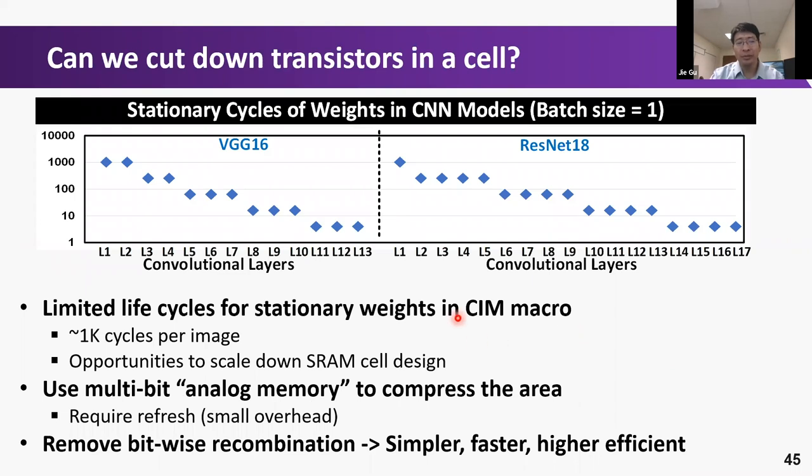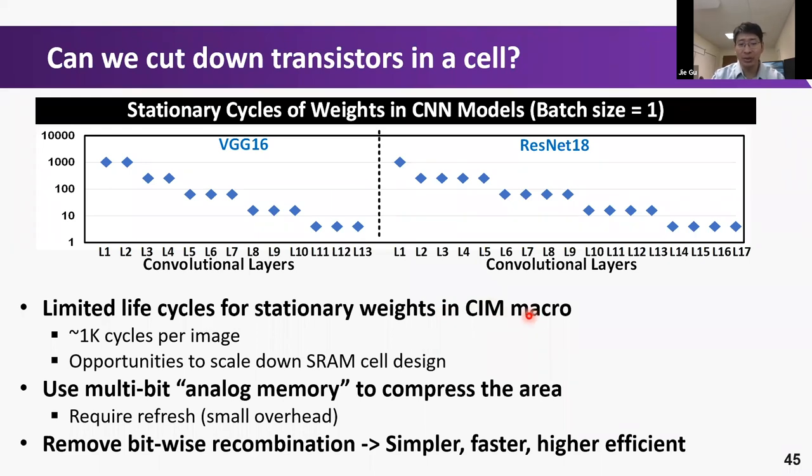So the very first question which motivated us to do this work is, can we even further cut down the number of transistors in a cell rather than using 8T? And we found out that this is actually possible, because even if we say the weight is stationary, the weight only stays for limited cycles inside your SRAM macro, because the weights for any CNN model are huge, and our macro has a limited size. So you have to replace the weights to perform continuous calculation. In that case, that means that we have a limited life cycle of our stationary weight in the CIM macro.